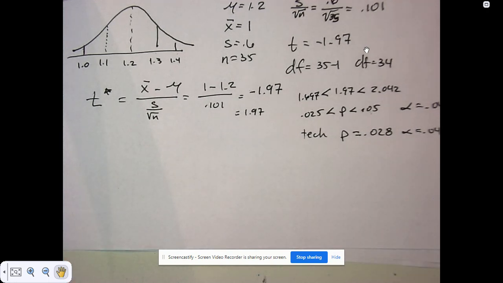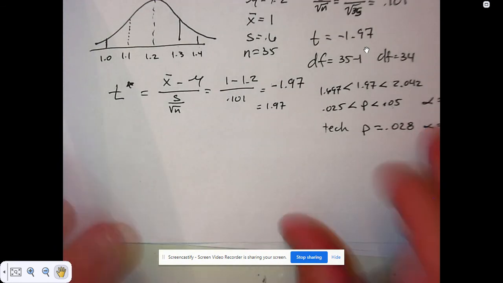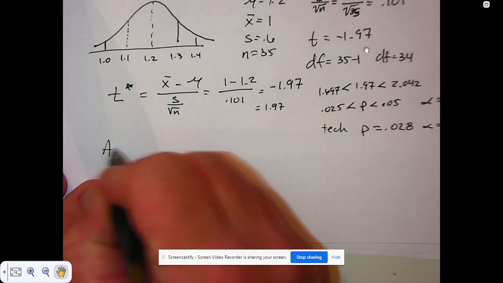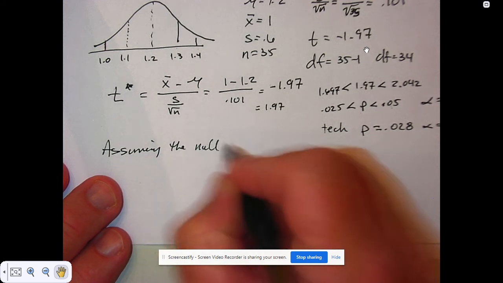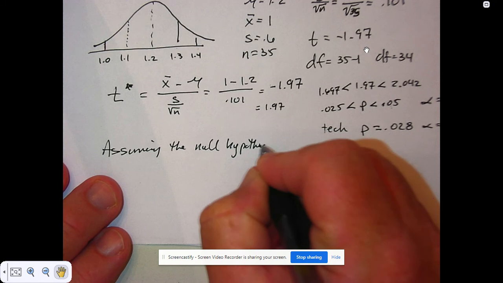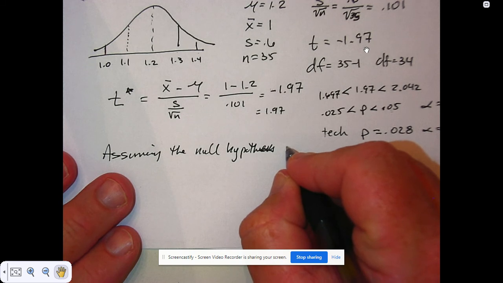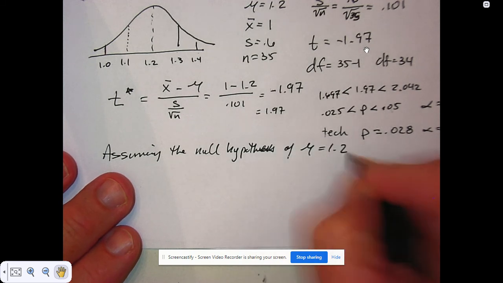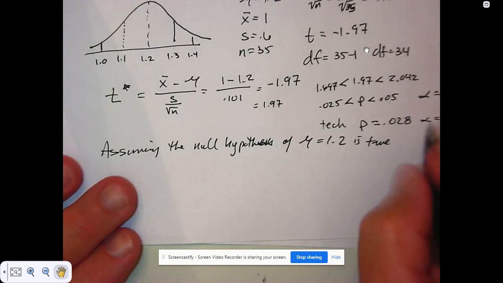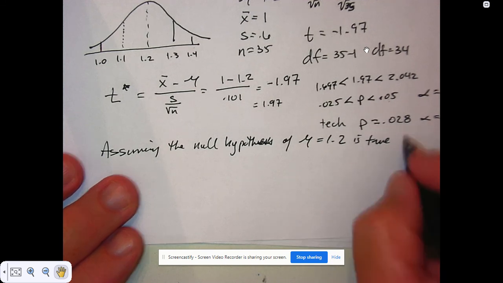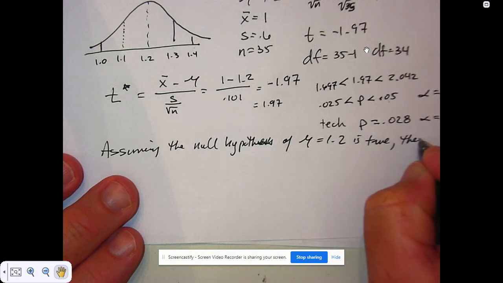Anyway, so we've got our sentence frames. I'll find my sentence frames and I'll go along with them. Remember, the sentence frames are these 1, 2, and 3. Now our conclusion is going to be that, okay? Assuming the null hypothesis of mu equaling 1.2 is true. I like to put the context in whenever I can. I just feel like it needs to be there.